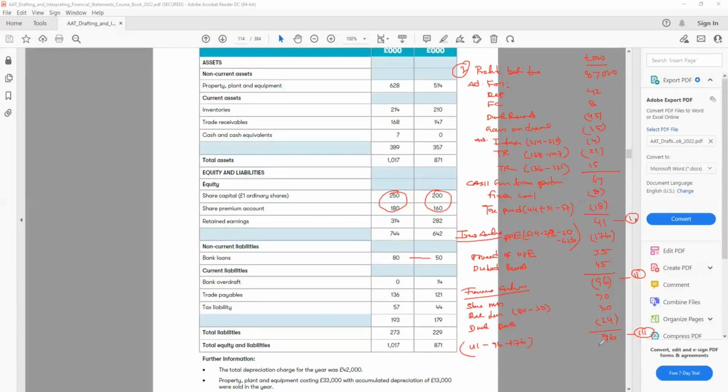So we said 21, and this one is called net increase in cash and cash equivalent. Remember that net increase in cash and cash equivalent could be a net decrease if it is minus. If this 21 came as a minus, then you have to say net decrease, but as it is a positive figure, we say net increase.